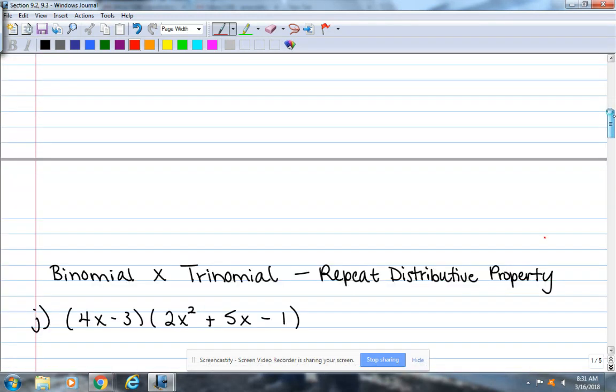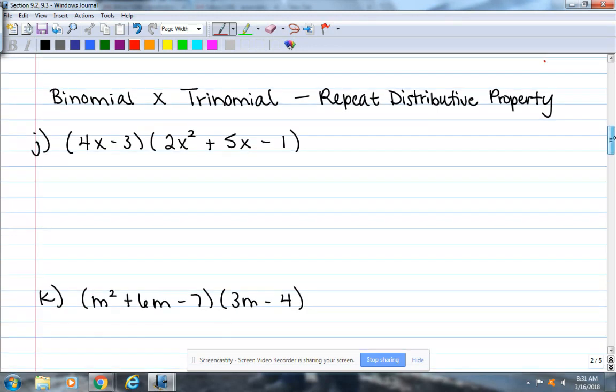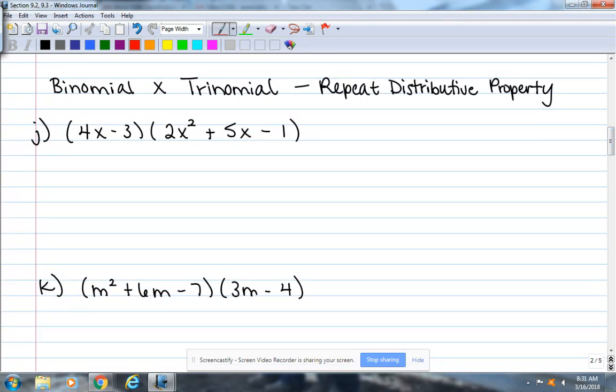Because when we're doing the next thing, which is a binomial times a trinomial, basically the only thing that will work is the distributive property. Okay? So you got to learn the distributive way either way. So I wanted y'all to get it on a binomial times a binomial. Some people think FOIL method is easier.